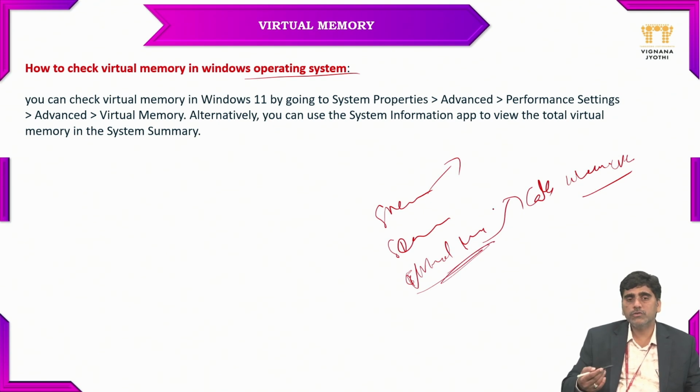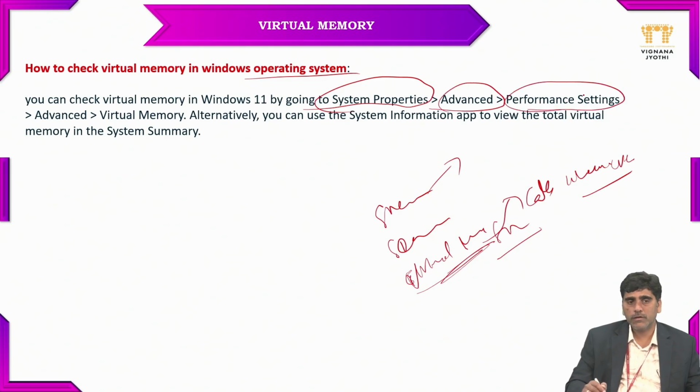So if you want to check the virtual memory size in your Windows operating system, you can check it by using this procedure. What you have to do is go to the system properties in your operating system, go to the advanced tab, go to the performance settings option, click on the advanced option, and click on the virtual memory option.